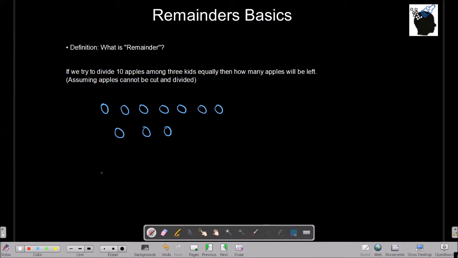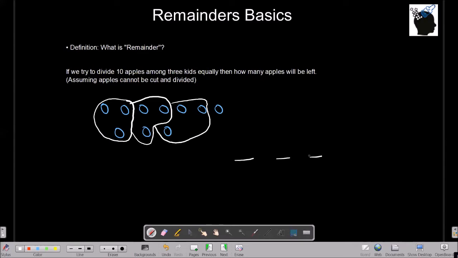Now let's try to divide them by taking one at a time. So I have divided this 3, then this 3, then this 3, right? So I have 3 kids and I have divided 3 apples among them and I'm left with 1 apple. So if I'm trying to divide 10 apples among 3 kids equally, then I'll be left with 1 apple. So 1 becomes my remainder.